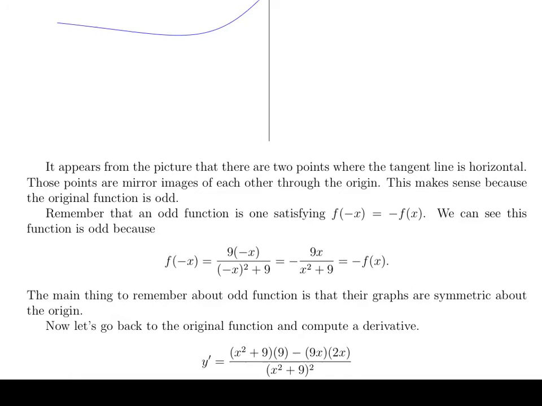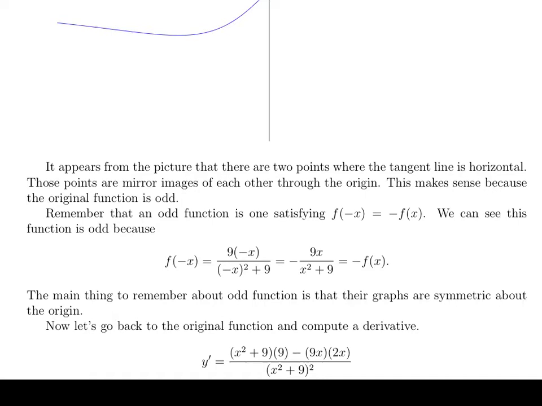All right, I'd like to go back to the original function and compute a derivative. We can use the quotient rule. So we get low d high minus high d low, square the bottom, and away we go. Make sure you check to see in the original function which piece is high, which piece is low, and how that fits in with the rhyme for the quotient rule. Low d high minus high d low, square the bottom, and away we go.